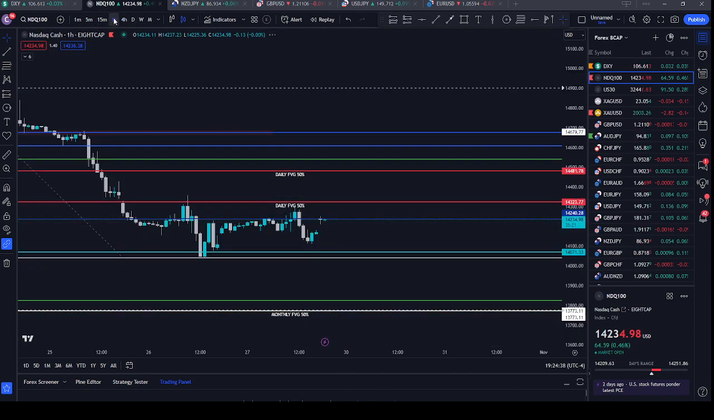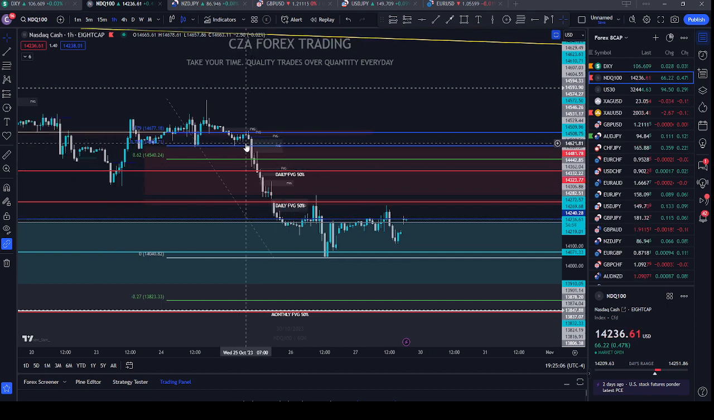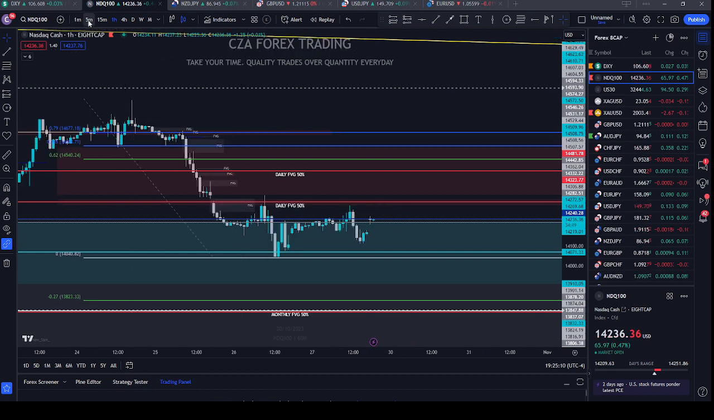Let's go down to the 1 hour. How's the 1 hour looking? 1 hour is mitigated right over here. This one has yet to be mitigated, which is right at the daily fair value gap 50%. And then you also have 0.705 that's yet to be mitigated as well on the 1 hour. Right? So now we identified this area and this area up here are still yet to be mitigated on the 1 hour. That's looking promising.